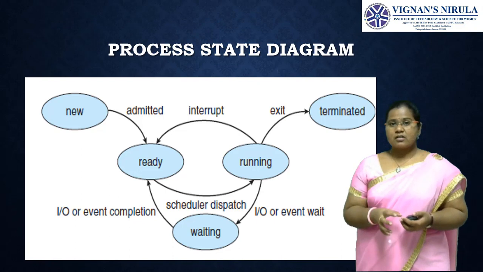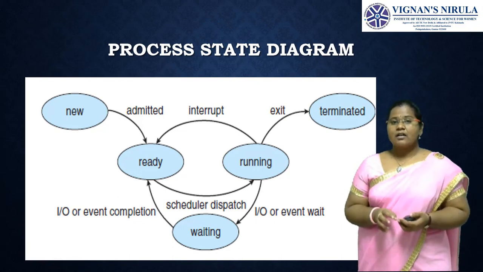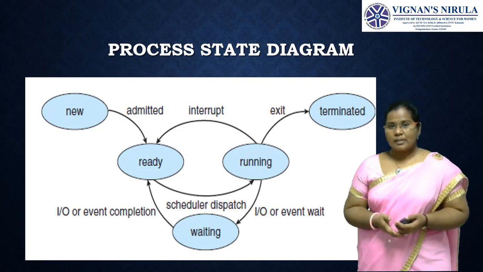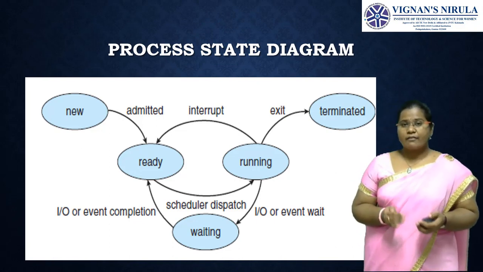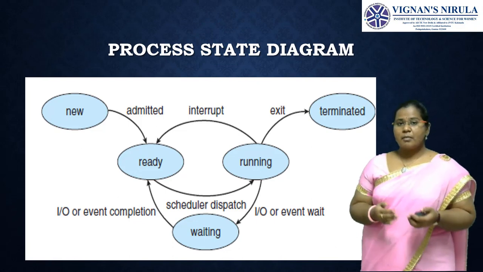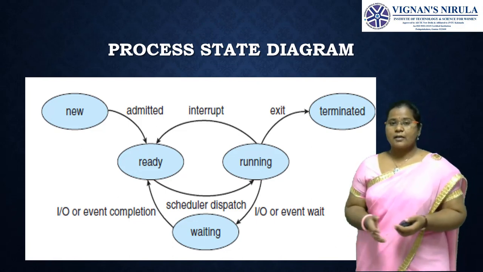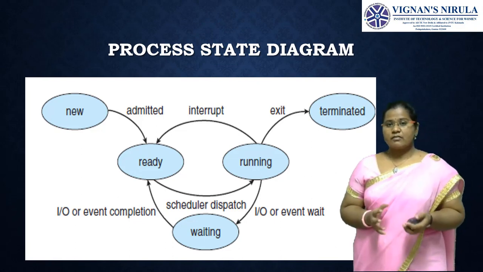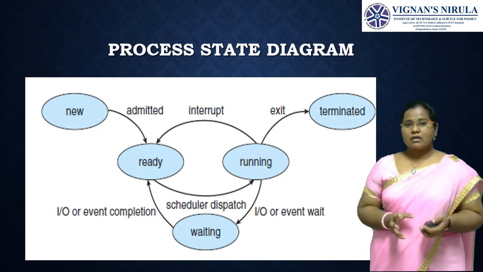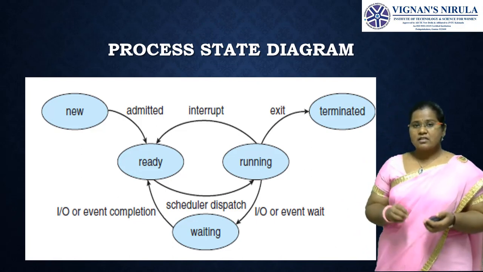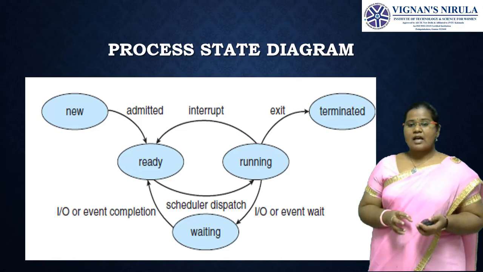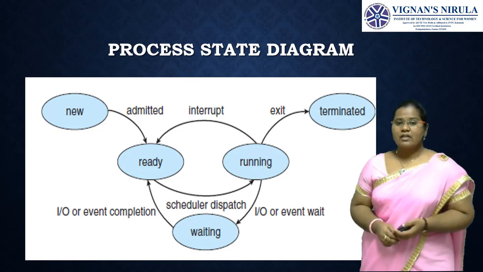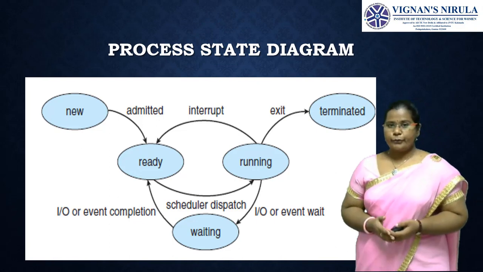So all the processes which are in ready state should be selected in some manner in order to move them to the CPU. In order to decide which process has to be moved from ready state to running state, the operating system will have the scheduler dispatch. It will have some algorithms, called scheduler algorithms, and through scheduler dispatch, these algorithms will decide which process has to be moved from ready state to running state, that is, to the CPU.